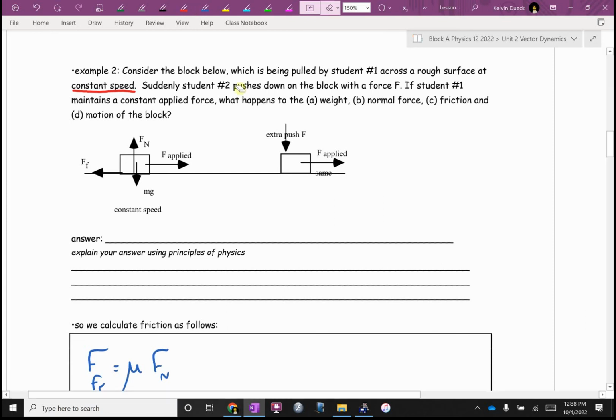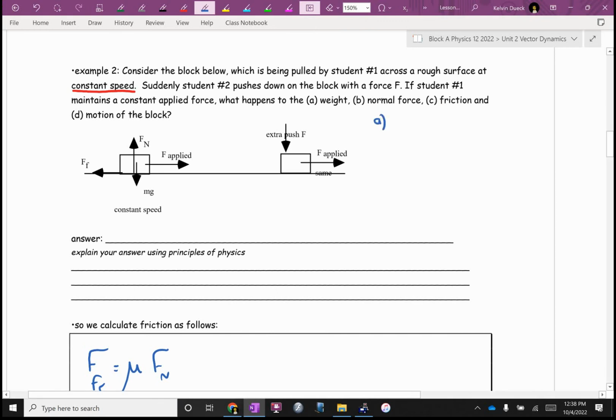Student number 2 pushes down on the bench with a force F. Let's say Zaina comes along and decides she's going to sit on the bench while you're pushing it. That'll be our downward push with a force F. Assuming you don't change your pushing force, the applied force stays constant. What happens to A, the weight, B, the normal force, C, friction, and D, the motion? Let's see if we can walk through this.